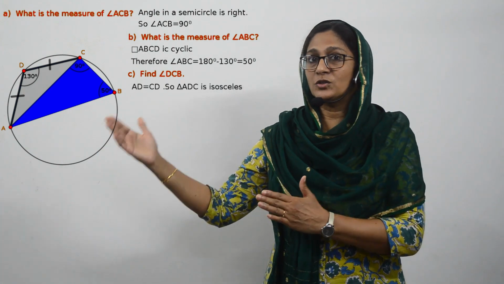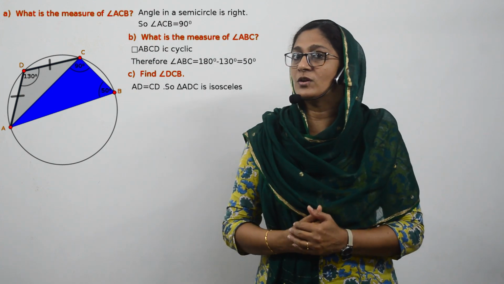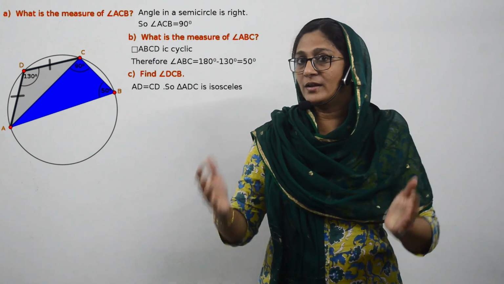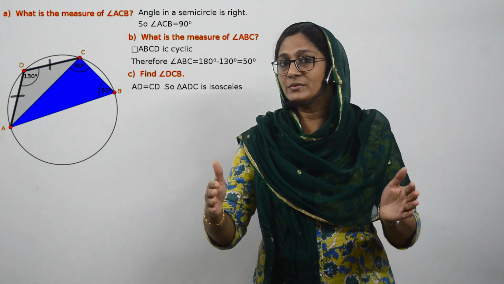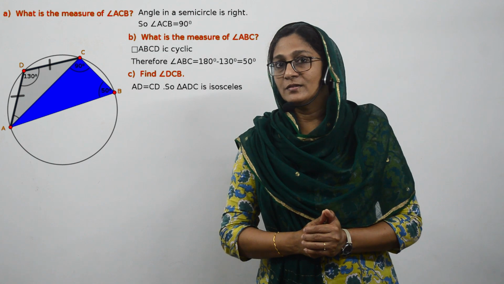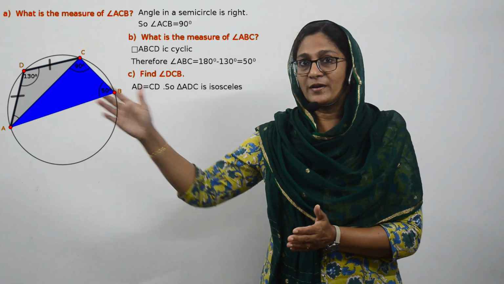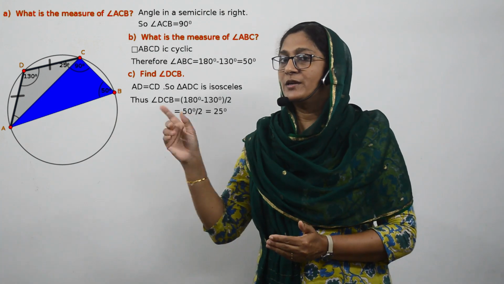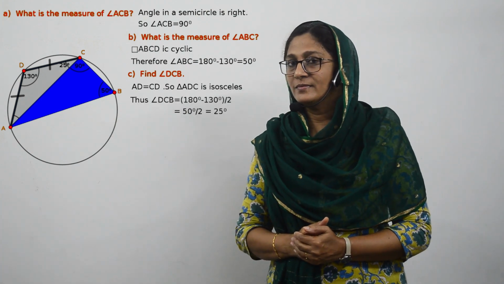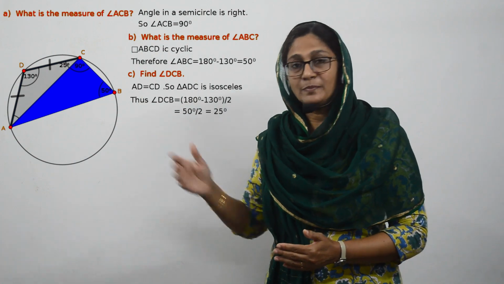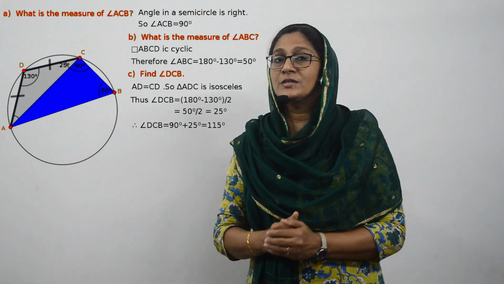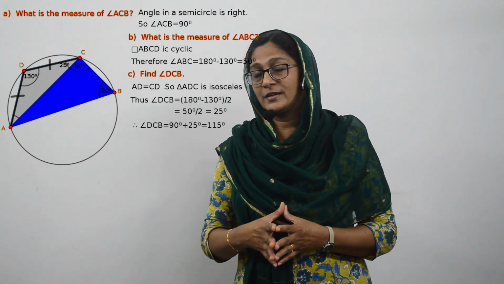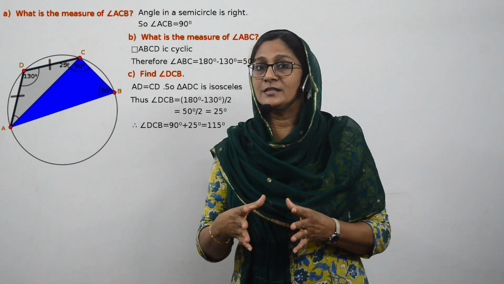So we have the other two angles equal. One of the angles is already 130 degrees. The other two angles are equal. So 180 minus 130 gives us 50. 50 can be equally divided as 25 and 25. So angle DCA is 25 degrees. And angle ACB is 90 degrees, which gives us that angle DCB is 90 plus 25, that is 115 degrees.